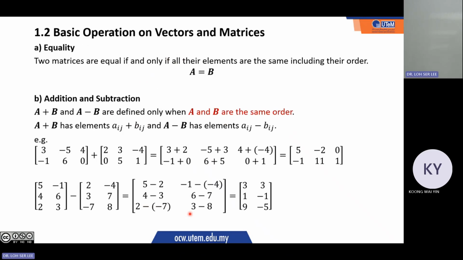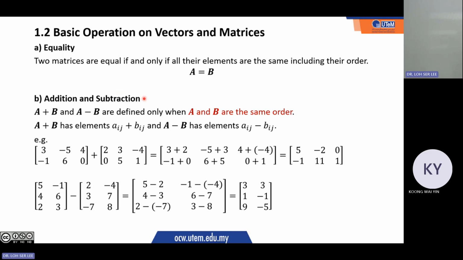Next one, we look at equality. If we say that matrix A equals matrix B, then all the entries of A must be exactly the same as the entries in B, right? Equality.